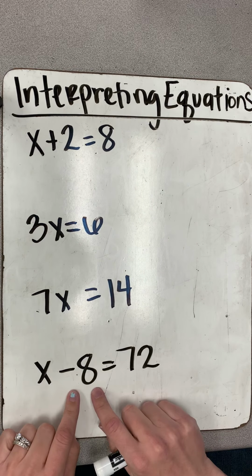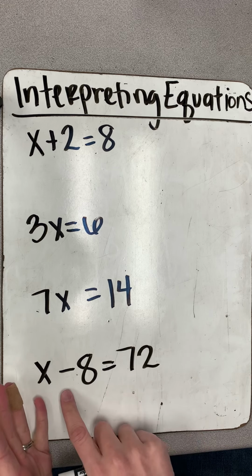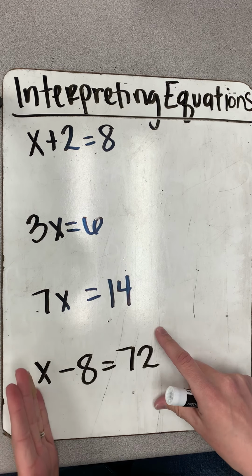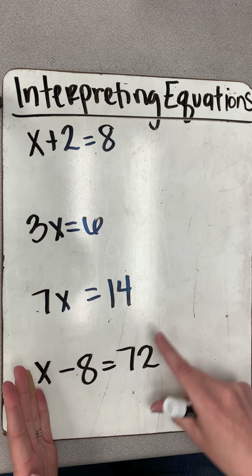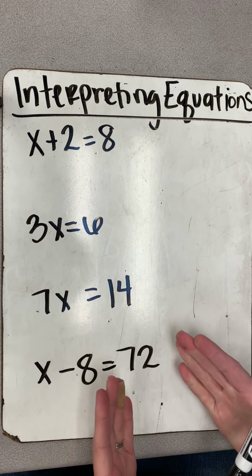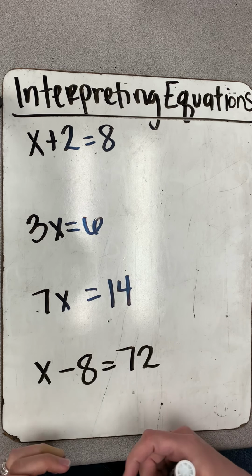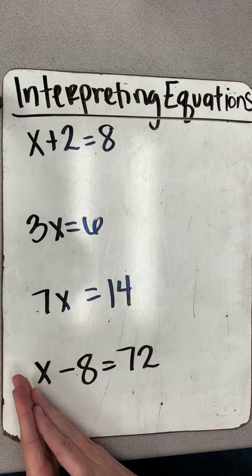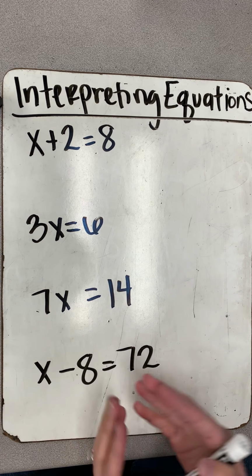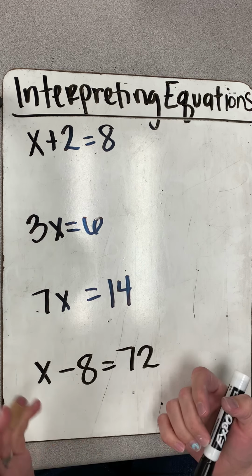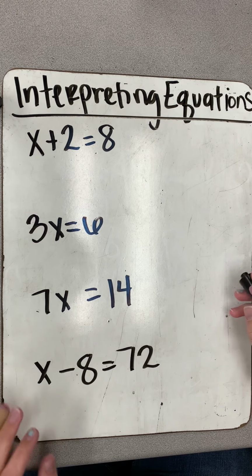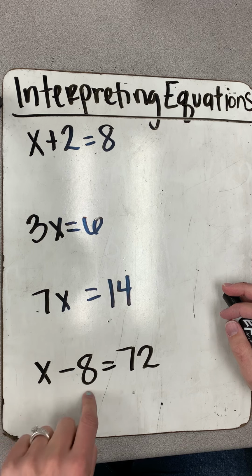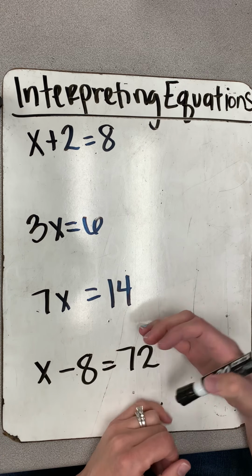So this one down here, we say, okay, I have something, I take 8 away from it, and now I have a new total. So let's say I have X amount of dollars in my bank account, I take away 8, now I have 72. Or I have X amount of books on the shelf, I take away 8 of them, now I have 72. Or let's say we're at a dog park. I don't know why, because I wouldn't be there. But there are X amount of dogs, 8 leave. Now there are 72 dogs at the dog park.